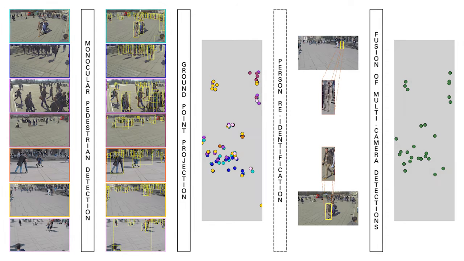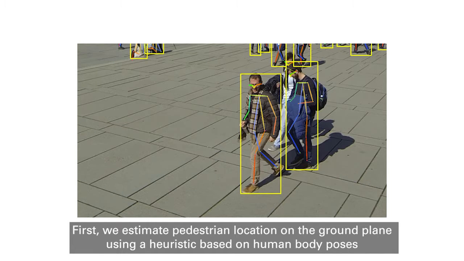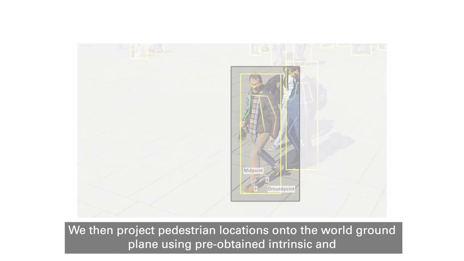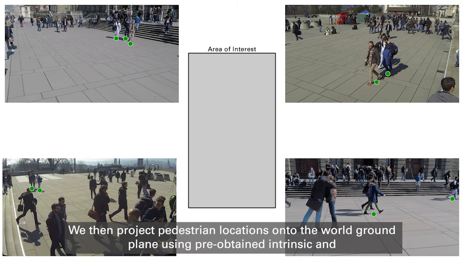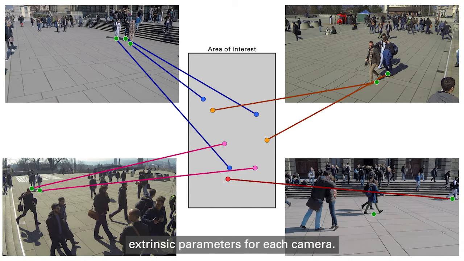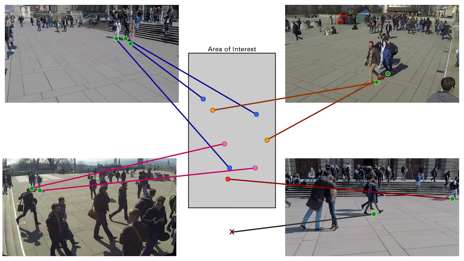scene data. First, we estimate pedestrian location on the ground plane using a heuristic based on human body poses and persons bounding boxes from an off-the-shelf monocular detector. We then project pedestrian locations onto the world ground plane using pre-obtained intrinsic and extrinsic parameters for each camera. We discard locations outside the area of interest in the world ground plane.